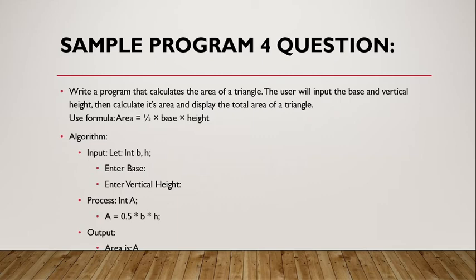Process: for the process, let's declare integer a for the area of a triangle. The algebraic expression will be a equals 0.5 times b times h, or we could also use a equals 1/2 times b times h. Output: it will display "Area is" and the total area of a triangle.